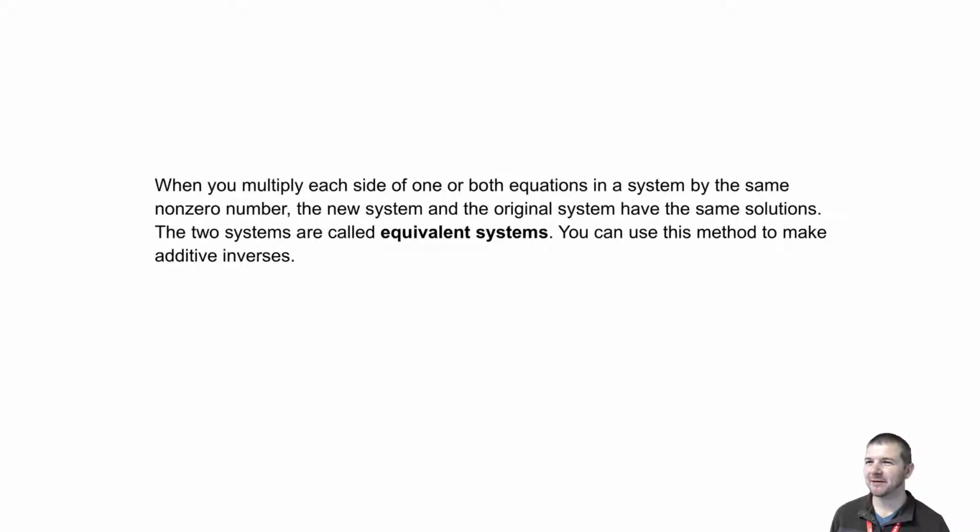When you multiply each side of one or both equations in a system by the same non-zero number, the new system and the original system have the same solutions. The two systems are called equivalent systems. You can use this method to make additive inverses.